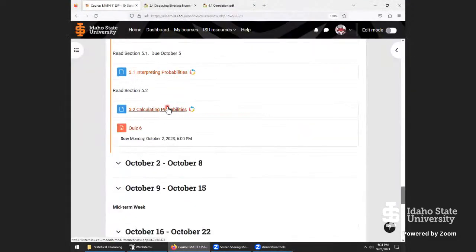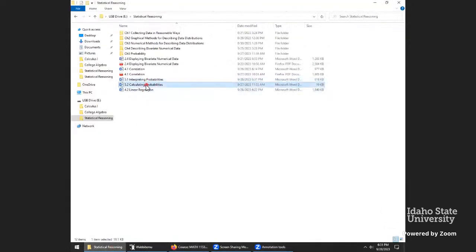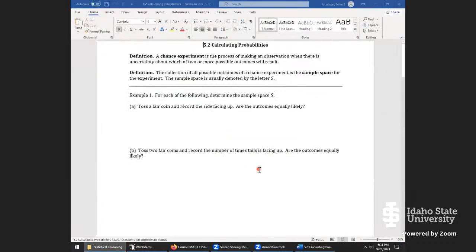It's right here on the Moodle website, but since we're not finishing it, it's going to be moved to just the next week, right down below. And here's how it starts.